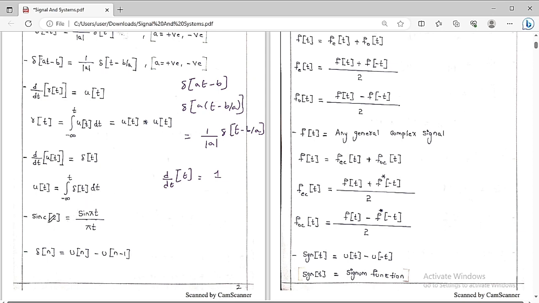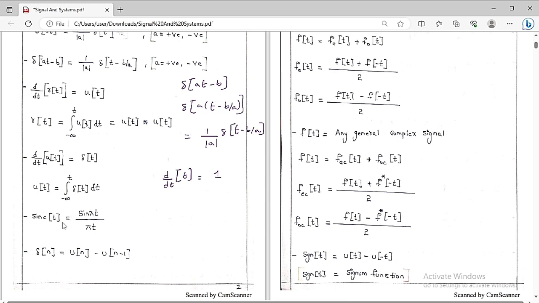Then comes the other formula, which is sinc of t. Sinc of t is nothing but sin pi t by pi t. So this formula you always have to keep in your mind. Sinc of t is nothing but sin pi t by pi t. Here t is a dummy variable. Either you can use t or you can use x, it is a common formula. So sinc of t is sin pi t by pi t.